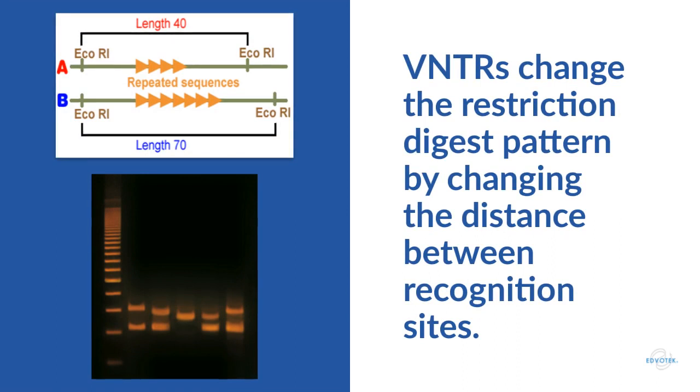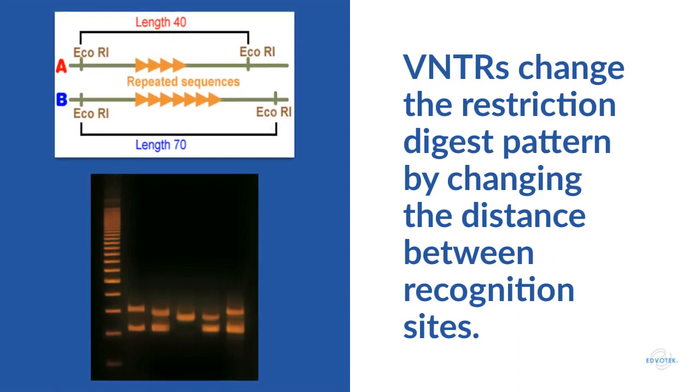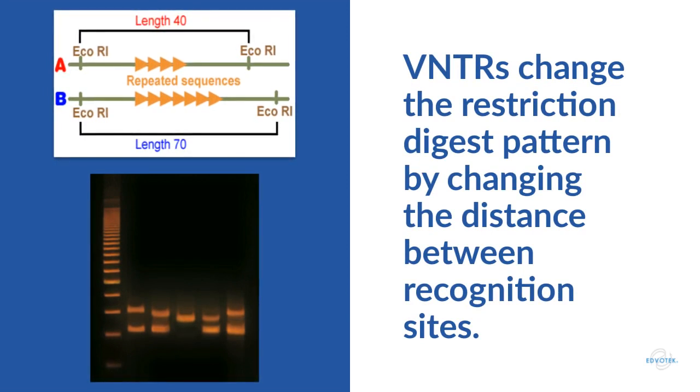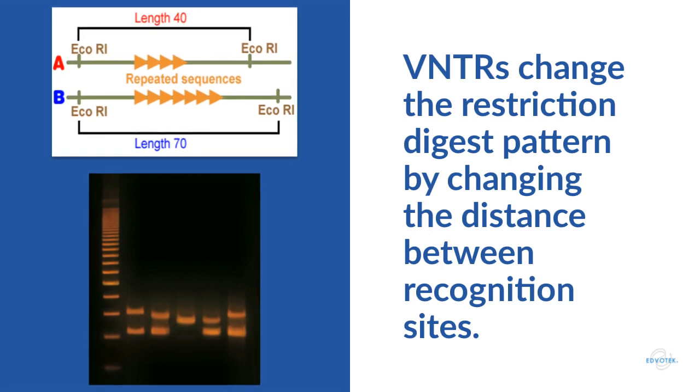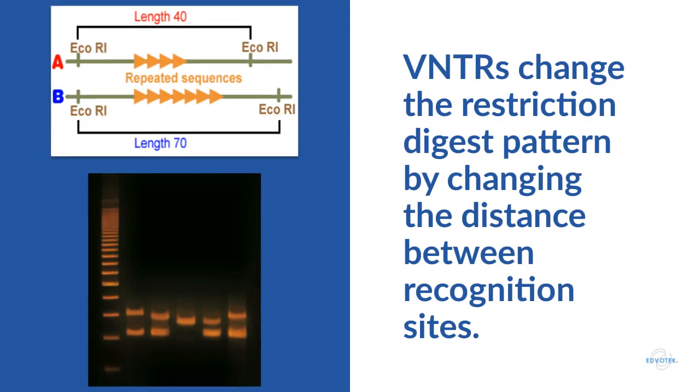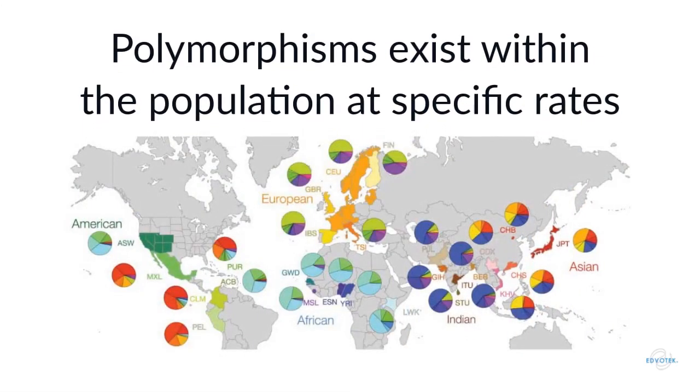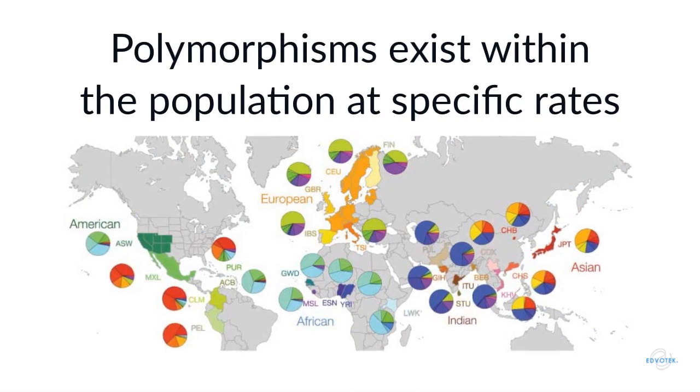VNTRs change the restriction digest pattern by changing the distance between two enzyme sites. Here we have VNTRs represented by orange triangles between two EcoR1 sites. There are 4 repeats in sample A and 7 in sample B. After restriction digestion and gel electrophoresis, the banding patterns will look unique because there are different numbers of nucleotides in that spot. The location of many SNPs, RFLPs, and VNTRs have been mapped to specific locations within the human genome.